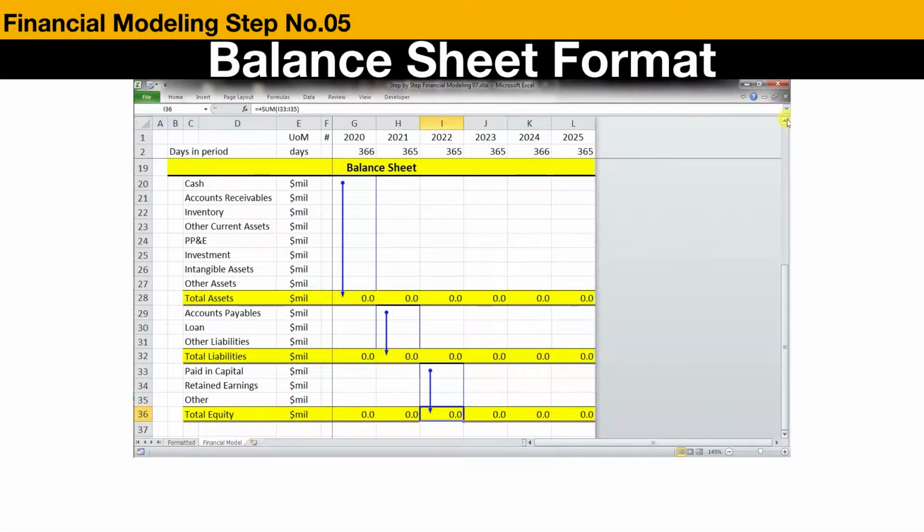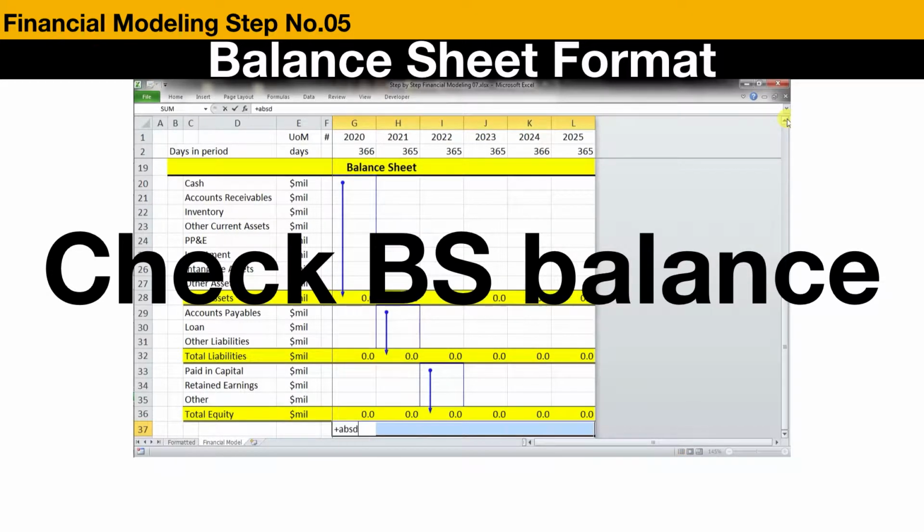It is critically important to check the debit and credit side of the balance sheet are always equal. For that purpose, we use the formula, absolute value, assets minus liabilities and equity, to make sure the difference is smaller than our tolerance, in this case 0.01.